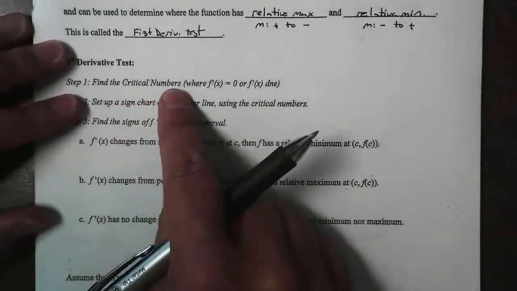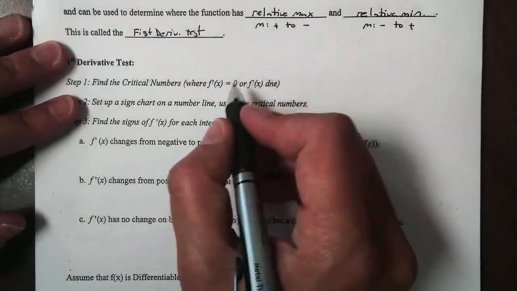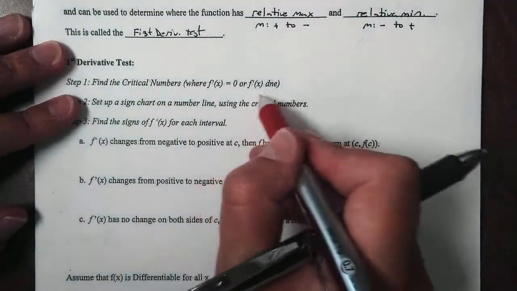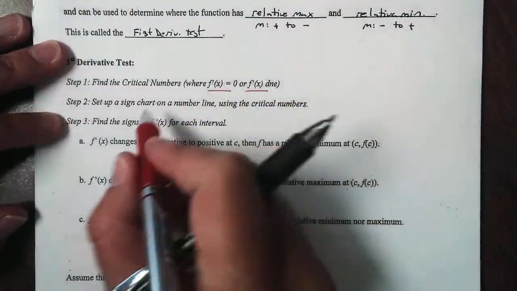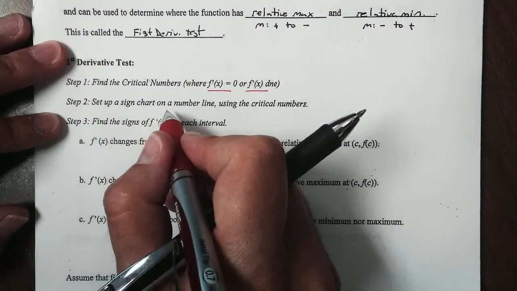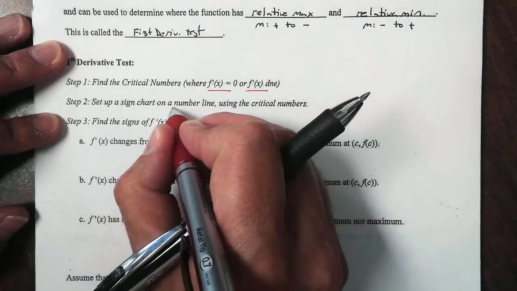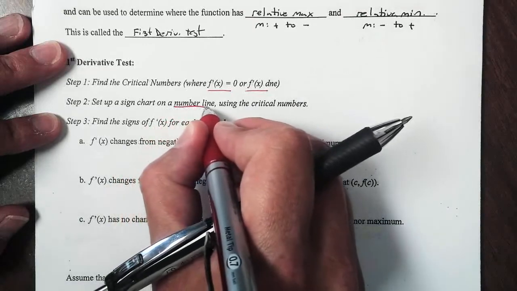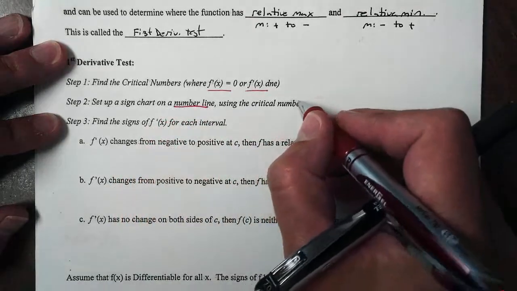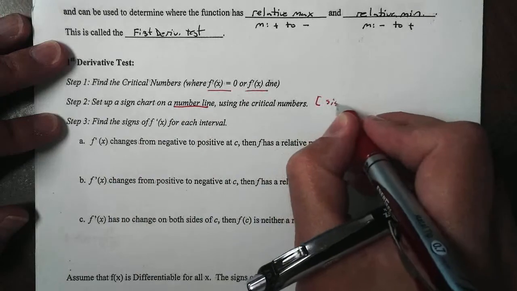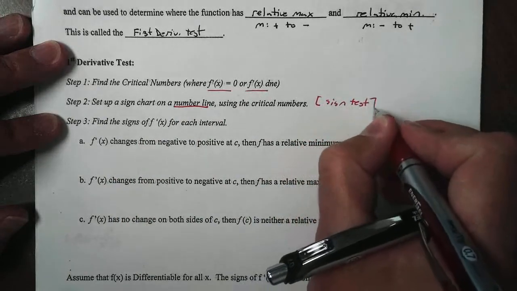Alright, the test: find your critical numbers. Again, you're finding out where the slope is either equal to 0 or does not exist. Set up a sign chart or a number line using the critical numbers. This is what we did earlier, that sign test that we talked about in my previous video.